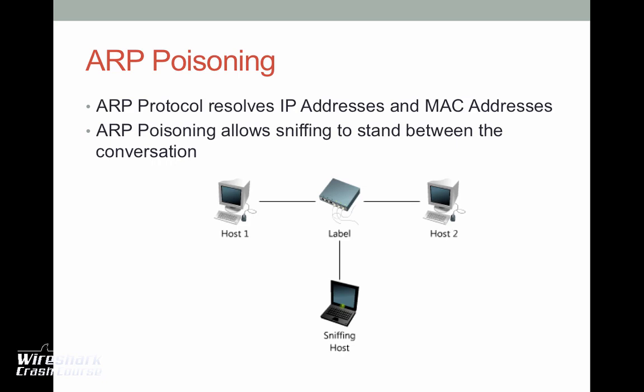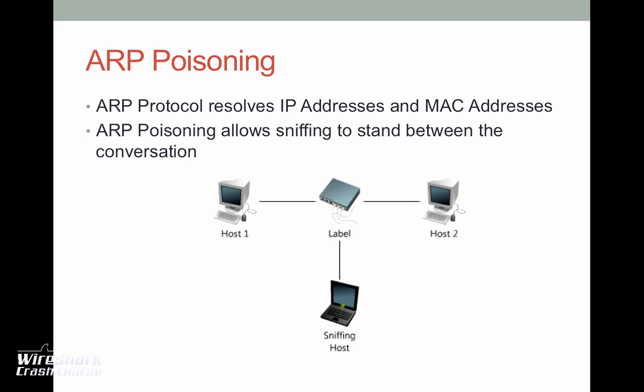Now the act of ARP poisoning inserts the sniffing host in the middle of that conversation. So take the example we just talked about. Host 1 needs to find host 2's MAC address. So host 1 broadcasts the ARP request, and instead of host 2 responding, our sniffing host will actually say, "I have that IP address and here's my MAC address," effectively impersonating host 2. When data is sent to host 2, it's actually sent to the sniffing host, and then the sniffing host forwards the data on to host 2.